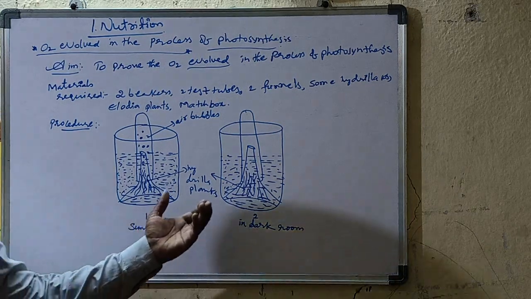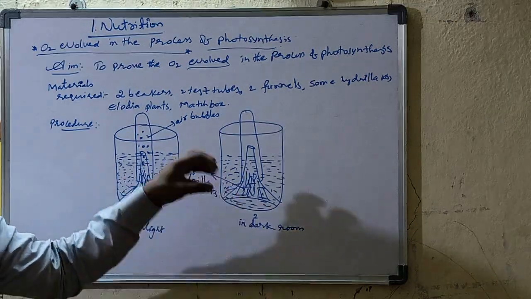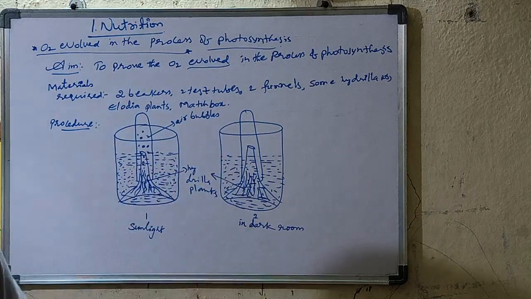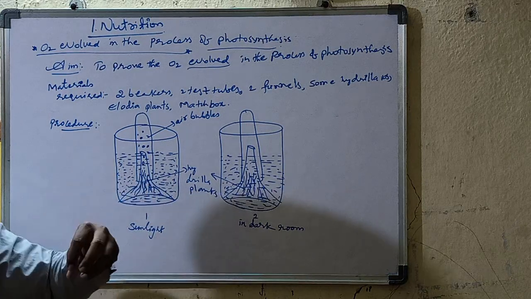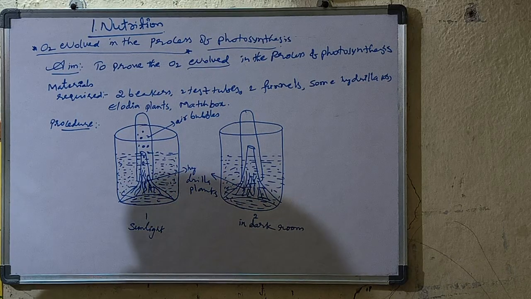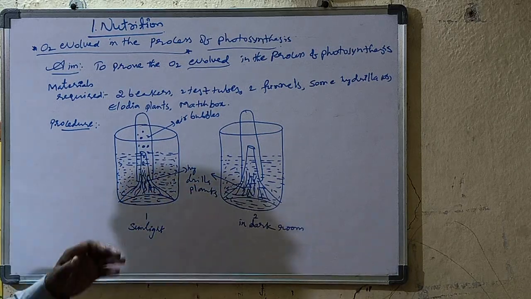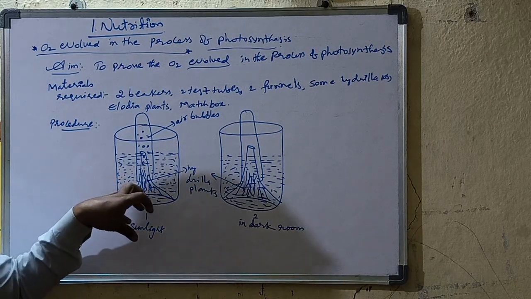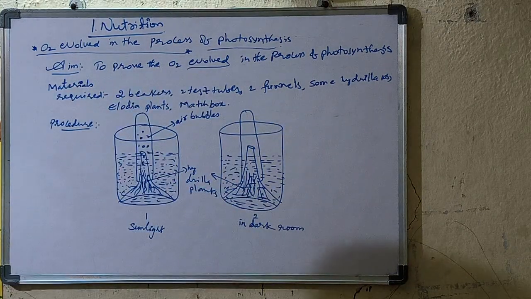First of all, take the two beakers full of water, and take the two funnels and keep them in the two beakers in reverse, inverted. This is the inverted funnel. In the funnels, you take the hydrilla plants or elodea plants, which are available in our surroundings. Any one plant you take. We keep the funnels in the water, and on the upside of the funnels we keep the two test tubes.